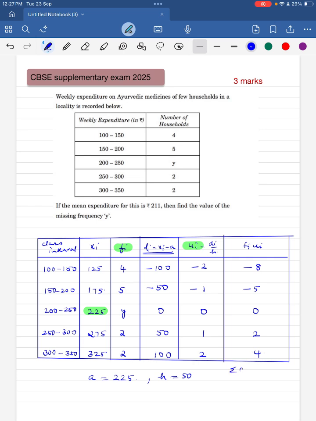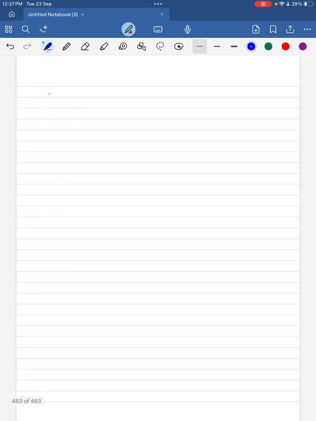Now let's find the sum of all these FiUi values. When you add them up, you'll get minus 7. And we also have to find the sum of the frequencies. In this case, it will be 13 plus y. So we have to use all of these values to find the missing frequency. Now let's write out the formula to find the mean. Mean is given by A plus sigma FiUi divided by sigma Fi, times H.